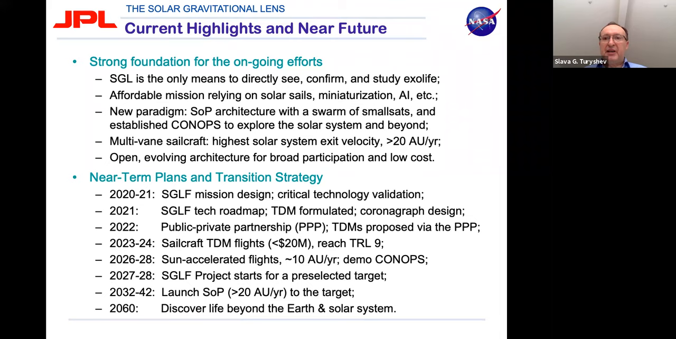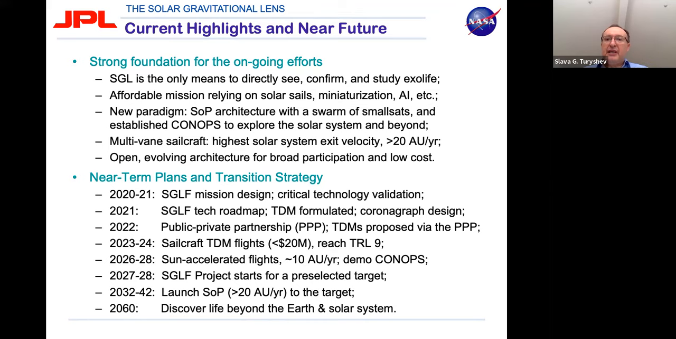I'm not talking about the technology roadmap here, but if you're interested, I will be very happy to discuss that, because we have a very significant collaboration here at JPL in Southern California, and we would like to extend an invitation for you to join us. The plan is very ambitious. Realistically, we plan for the next couple of years to formulate all the technologies needed for this mission, to develop the cost estimates and mission design, and start flying our TDMs. We hope to initiate the proper mission to the focal region of the SGL sometime around 2030.